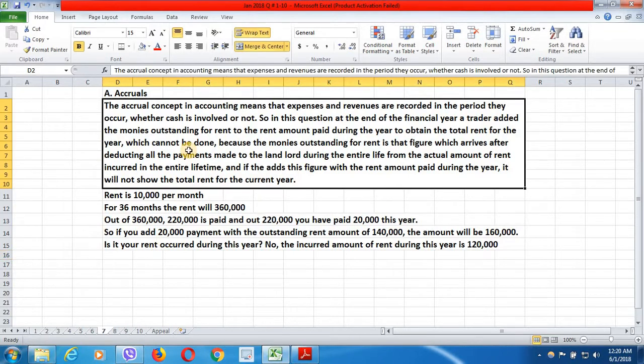The accrual concept in accounting means that expenses and revenues are recorded in the period they occur, whether cash is involved or not.